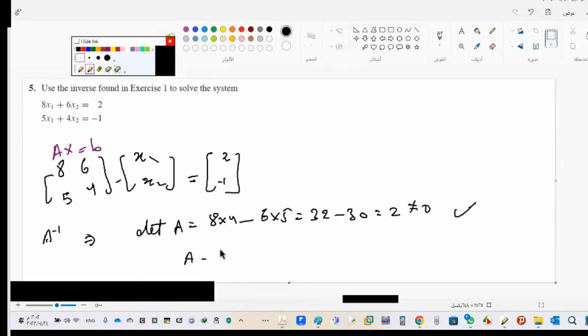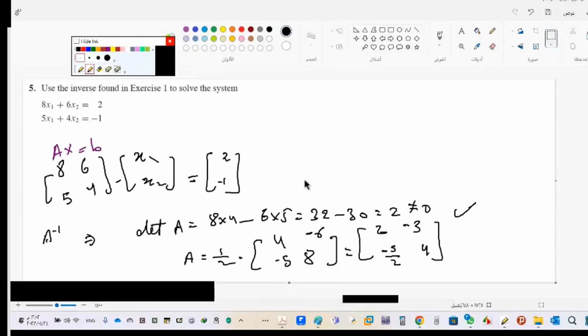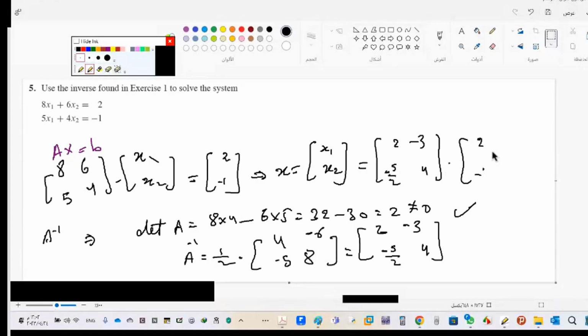Now calculate A inverse: it is 1 over 2 times the matrix [4, -3; -5/2, 4]... that is, 1 over (4·8 − 6·5) equals 1 over 2, and the matrix is 4, −3, −5 over 2, 4, correct? Now, this is the inverse, A minus 1. Now to find x as x1, x2, you write this: 2, −3, −5 over 2, 4, multiplied with 2 by 1 matrix B. After that you can multiply. Check the sizes: 2 by 2 times 2 by 1 gives 2 by 1, and I can find the result.